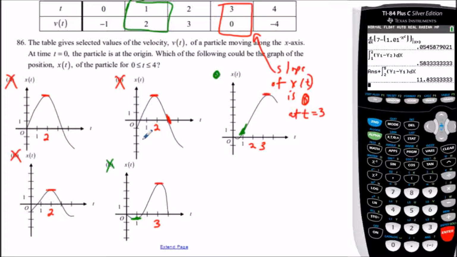If you wanted to choose another point to verify, let's say at 4, it looks like here we have a steeply decreasing slope, whereas at this one at 4, it's almost like it's going straight down at this location. So this one is also not as accurate as choice C. So for 86, we're going to go with choice C.